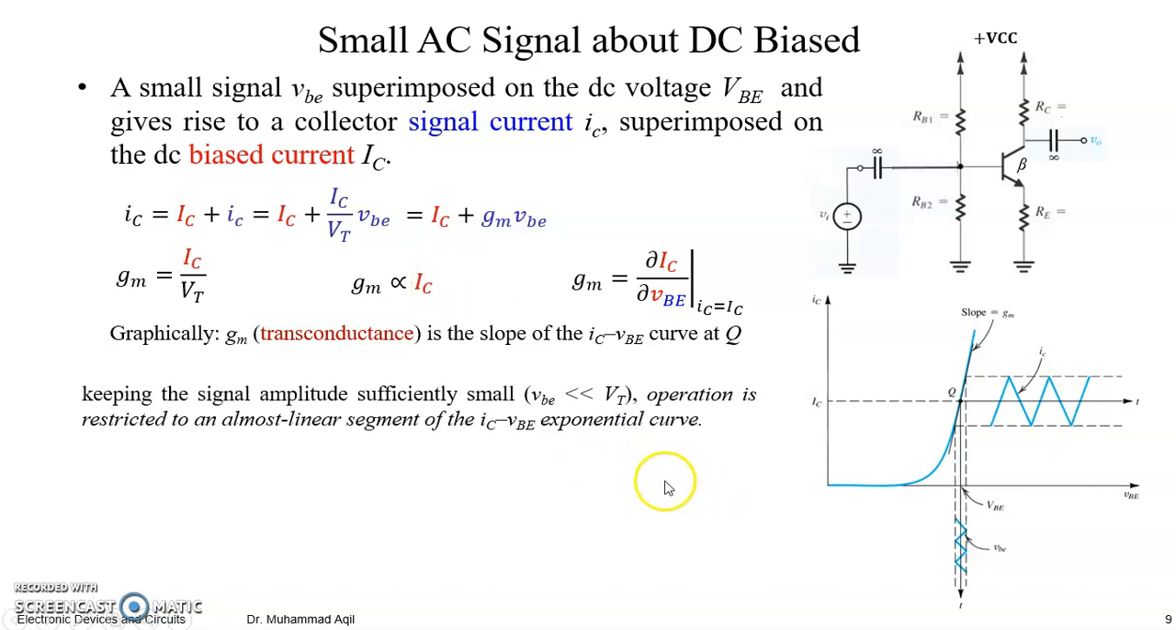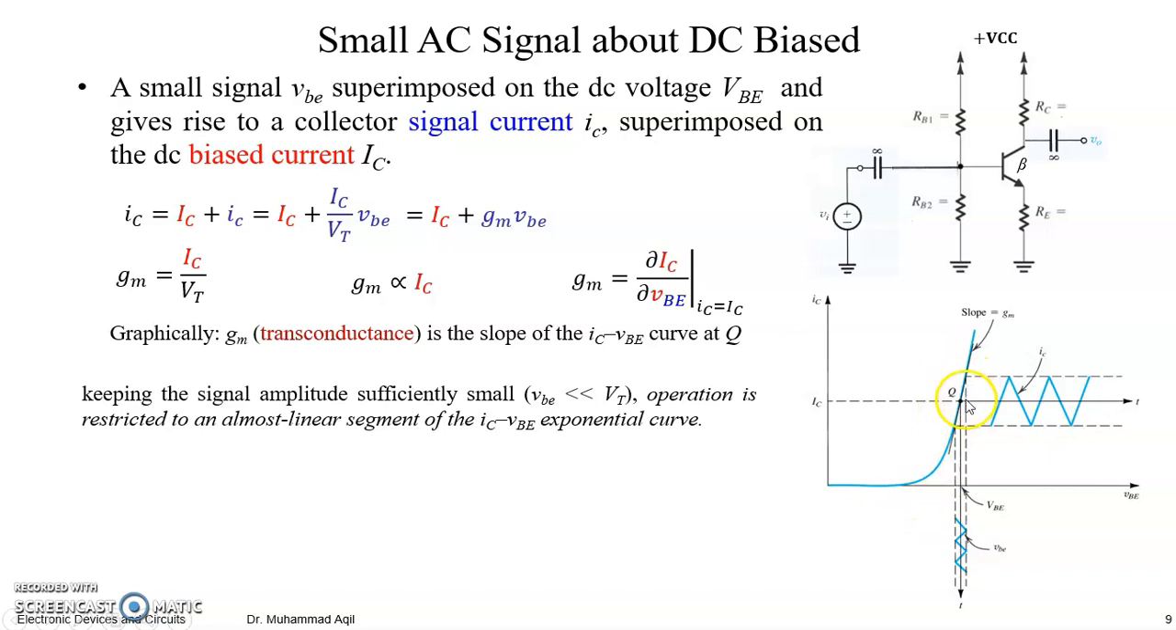So again, from the graphical representation as well, you can see that by keeping the small signal amplitude sufficiently small, the AC signal amplitude VBE will be very much less than VT. For a small input AC signal, this part which becomes the AC VBE will be very much less than the temperature-based constant voltage. So operation is restricted to an almost linear segment of the IC-VBE exponential curve. This is an exponential curve basically.